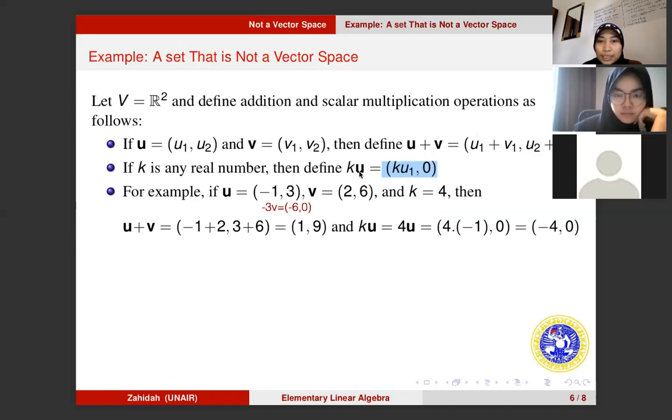For this one, k times u, we have (ku1, 0). This is also in R2, right? In 2-space. It means our axiom 6 also holds. Oh, wait.